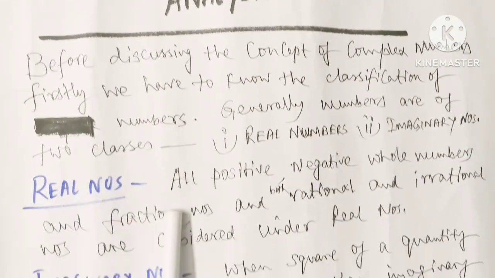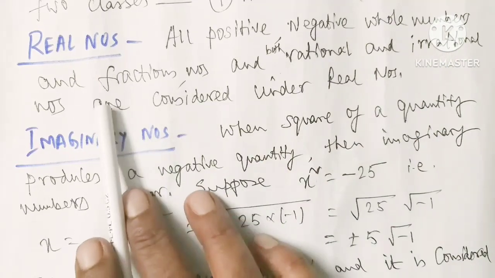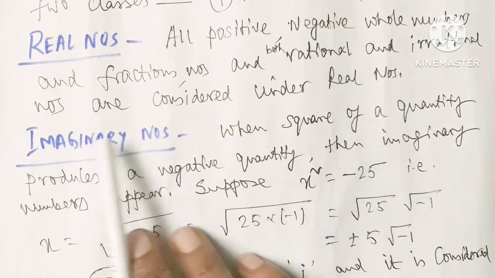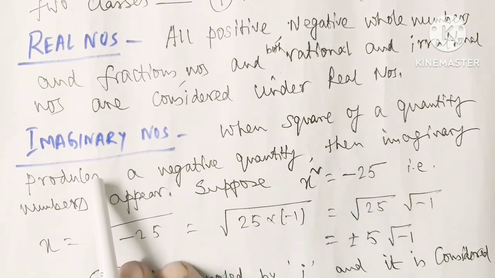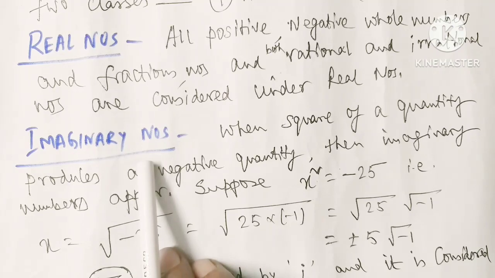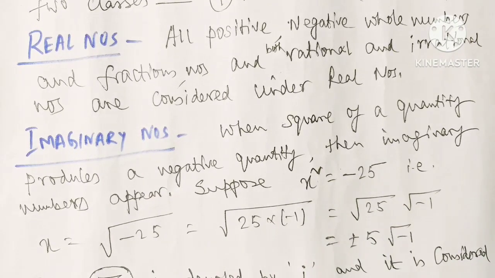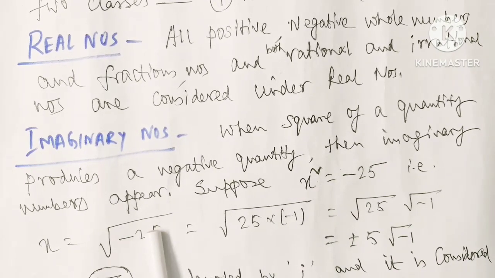Real numbers: all positive, negative, whole numbers and fractional numbers, and both rational and irrational numbers are considered as real numbers. But imaginary numbers: when the square of a quantity produces a negative quantity, then an imaginary number appears.